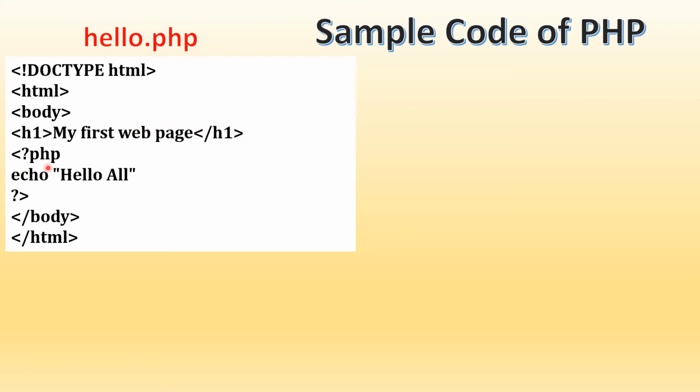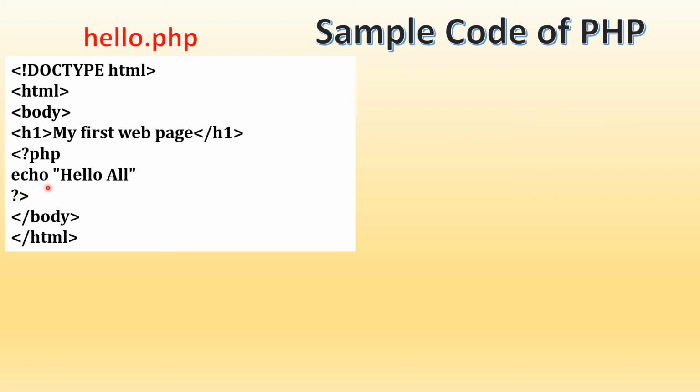Then we have this PHP scripting code. So how do we write PHP code? We have to enclose this text inside angle bracket question mark PHP and question mark angle bracket. This is how we write. So it should be enclosed between this.